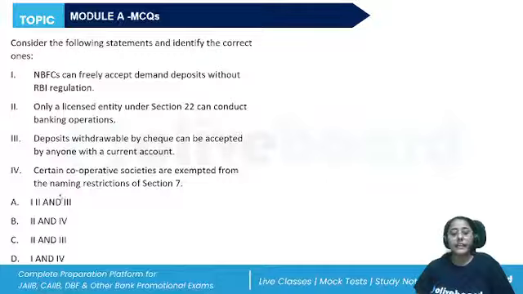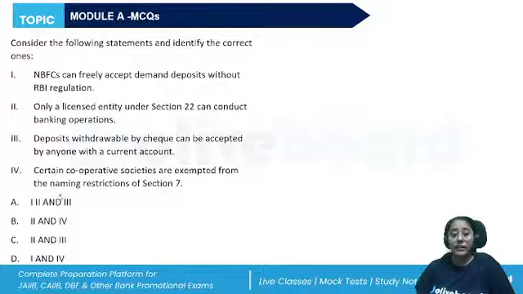So which statements are correct? 1, 2 and 3, 2 and 4, 2 and 3 or 1 and 4. So statement 1 is straight away incorrect because NBFCs are not allowed to accept demand deposits. If a specific scheme is created by the government, then it becomes an exception.